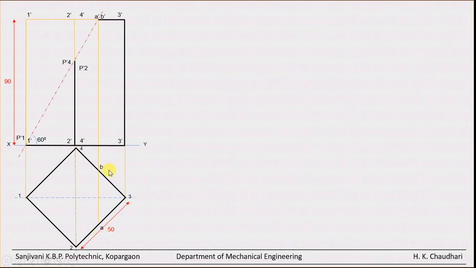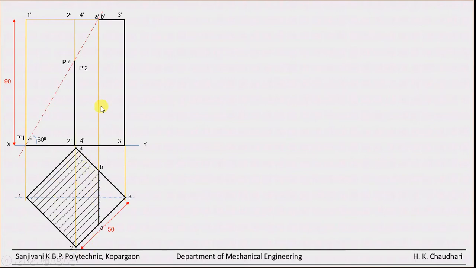Clear? Now see, this total square we can observe from the top, and the portion A, 1, 2, A, B, 4 and again up to 1, these are the cut area. Clear? So we can hatch them. Okay, this is the top view. So we got now the front view and top view of the prism. Now we have to develop them.